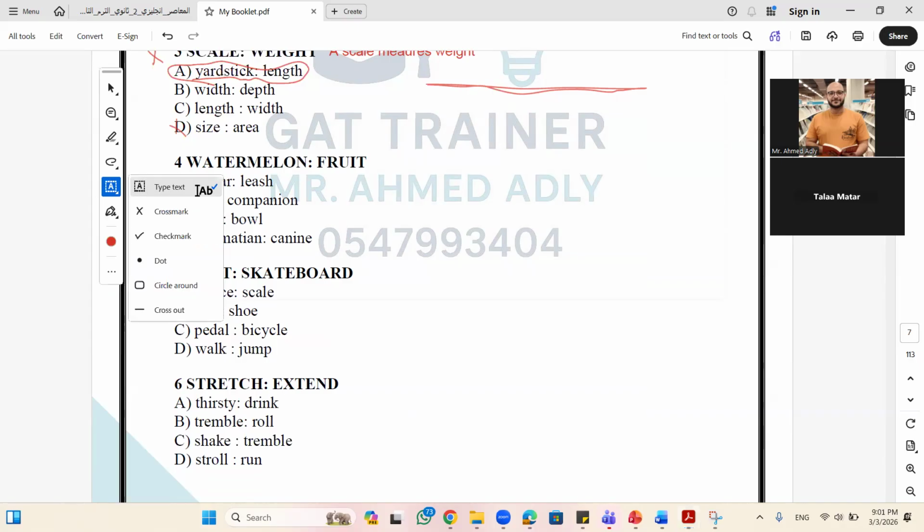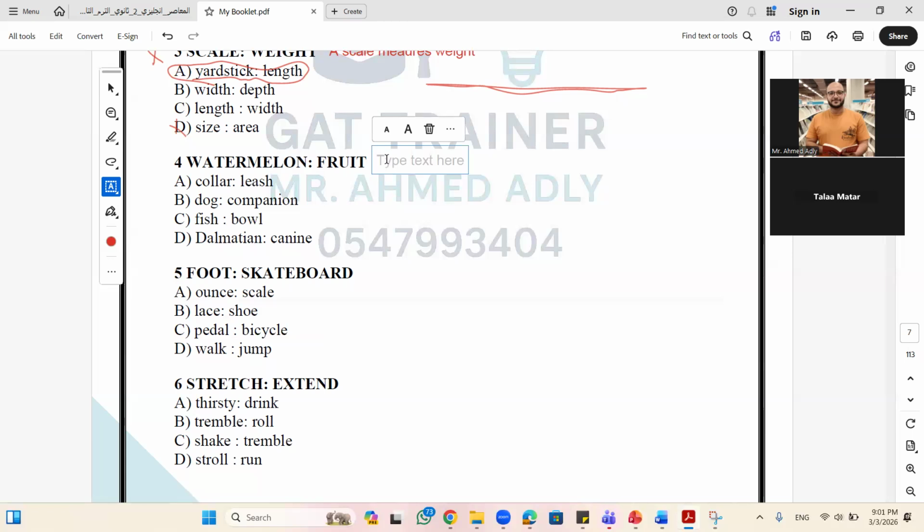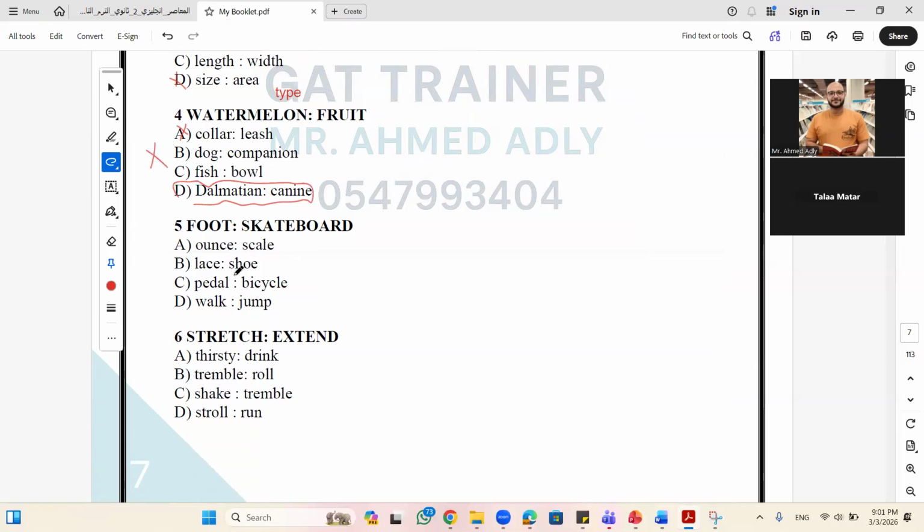Okay, let's build an analogy sentence. What is the relationship here? A watermelon is a type of fruit. So, type of fruit. Is a color a type of leash? No. Is it D? Yes, Dalmatian. This is a kind of canine, right? Five. Okay.